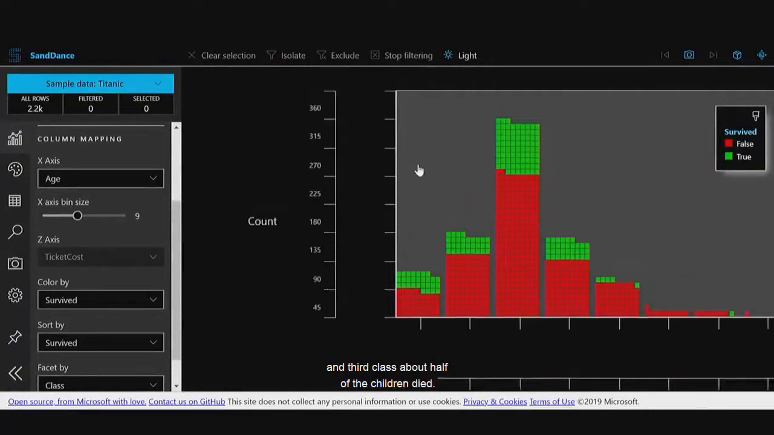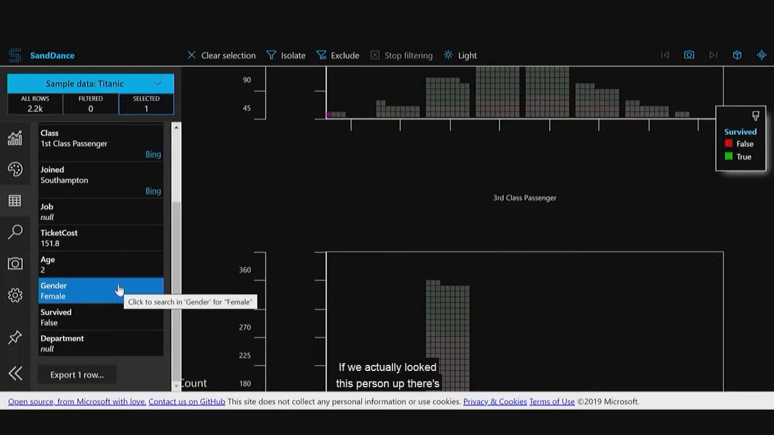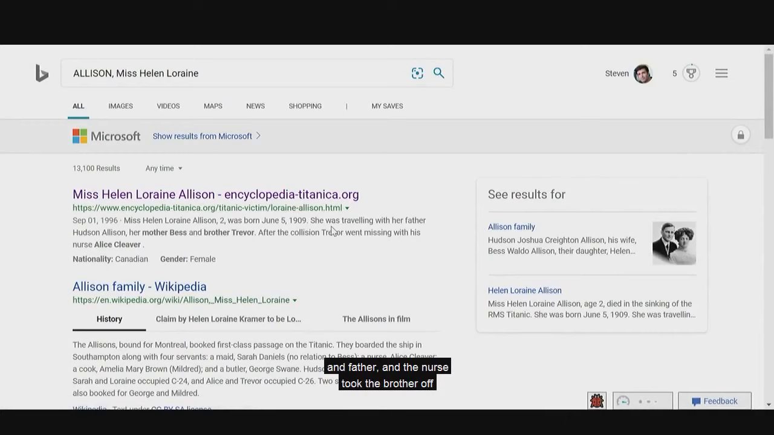So one of the things you can do here is you can click on this, and we can see who this person was. If we look this person up, there's something called the Encyclopedia Titanica. We can look Miss Helen Lorraine Allison up, and it turns out that she was traveling with her mother, brother, and father, and the nurse took the brother off earlier. But the parents didn't know that, and they vowed not to leave until they were all together. So there's an example, again, really tragic.